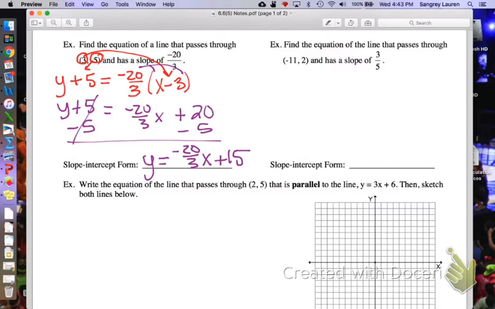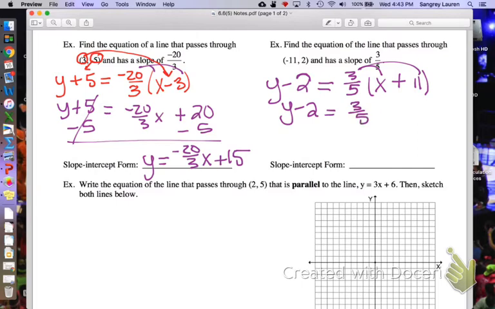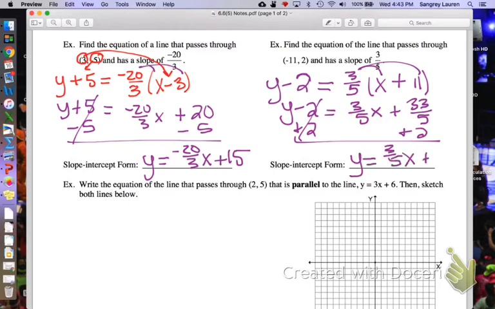They want us to find the equation of a line. They're giving us a point. They're giving us slope. So let's use the point slope formula. So we have y minus 2 equals 3/5 x plus 11. So now we distribute. So we have y minus 2 equals 3/5 x plus 33 over 5. We're going to add 2 to both sides, and we get y equals 3/5 x plus 43 over 5.